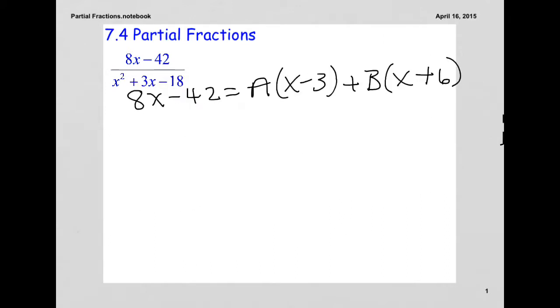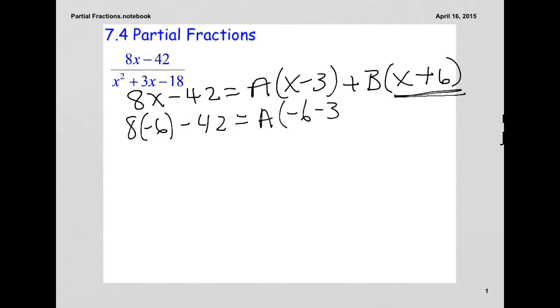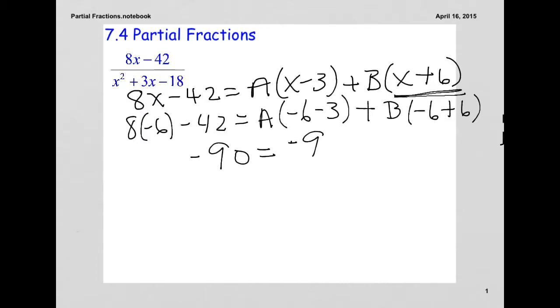Okay, now we need to find a, and we do that again the same way. This time I need to make this binomial equal 0, so that means I'm going to have to make x equal negative 6. So that's 8 times negative 6 minus 42 equals a times negative 6 minus 3 plus b times negative 6 plus 6. Okay, 8 times negative 6 is going to be negative 48, minus 42 is going to give me negative 90. A times minus 6 minus 3, which is negative 9, a. I divide both sides by negative 9, and a equals 10.